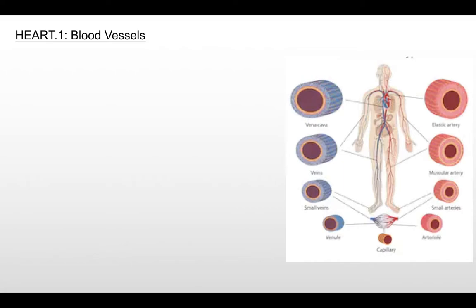Okay, Heart 1 covers specific blood vessels. So we are going to start in the upper right corner of this picture and kind of go down and around. So if we were starting in the heart, blood is carried away from the heart in arteries, and that's how I remember that, arteries away.